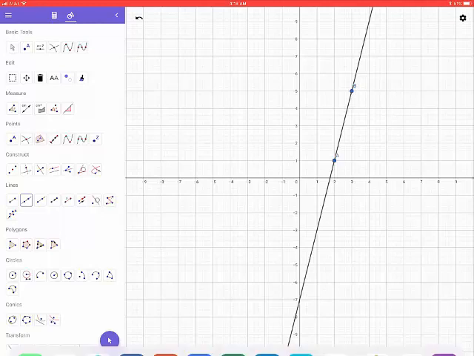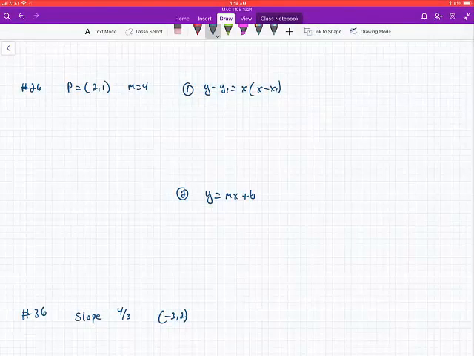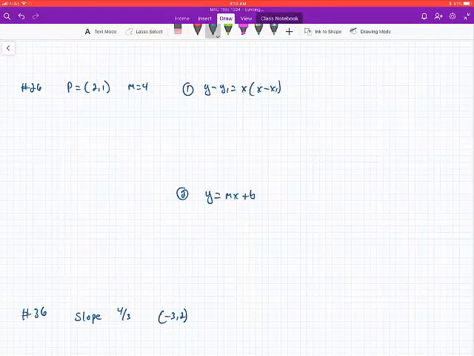So what does that look like if I was doing this algebraically? Well, here, again, I'm going to label this as x1, y1. And so this equation becomes y minus 1 is equal to 4 times (x minus 2). And this would be the point-slope form of the equation.